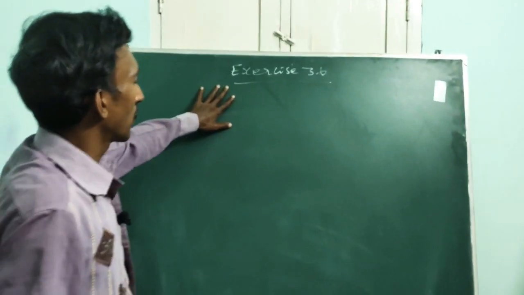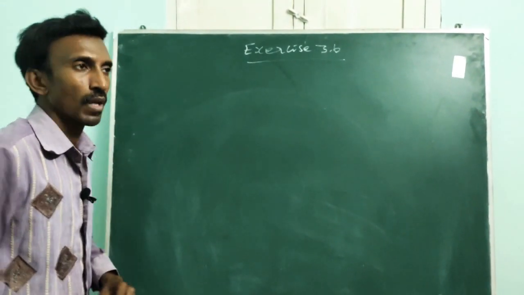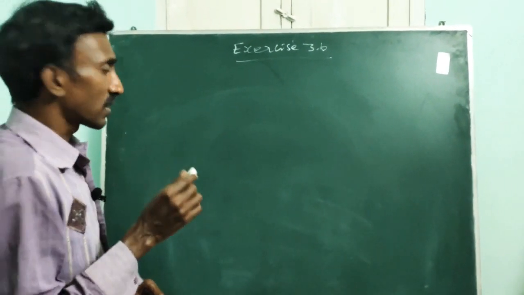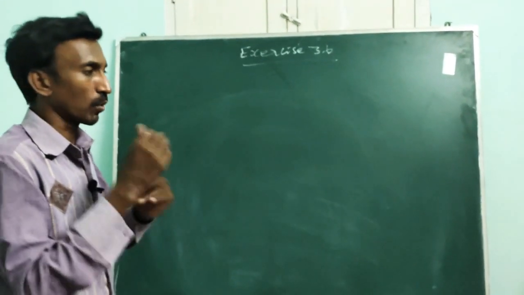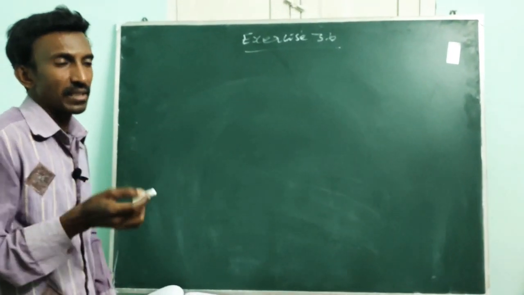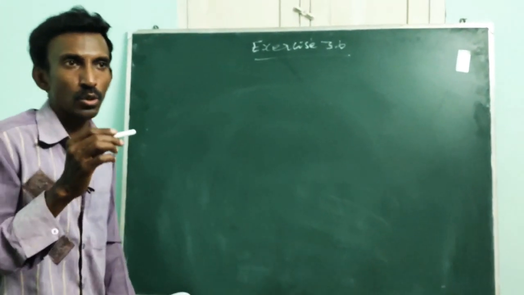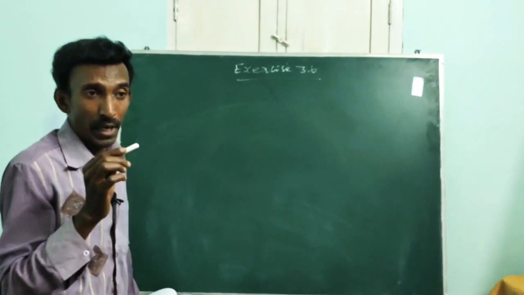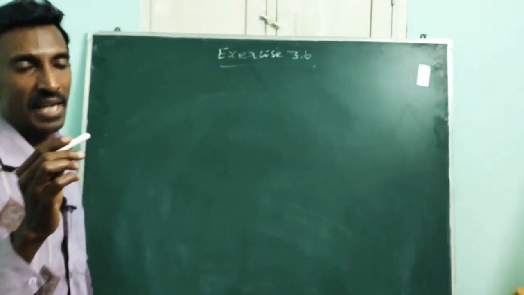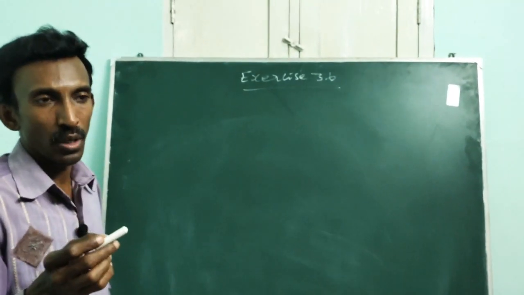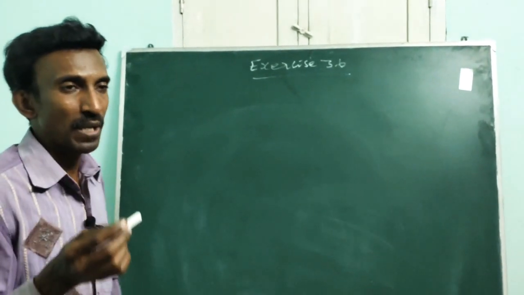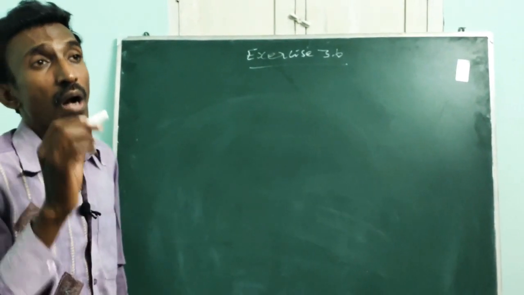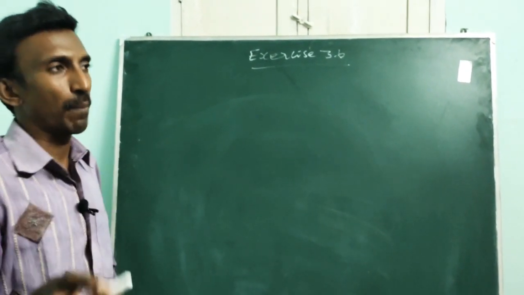Today we are going to solve the problems in exercise 3.6 and mainly we are going to apply the identities from product to sum and sum to product. Recall that sin A cos B equals 1 by 2 [sin(A plus B) plus sin(A minus B)]. Cos A sin B equals 1 by 2 [sin(A plus B) minus sin(A minus B)]. Cos A cos B equals 1 by 2 [cos(A plus B) plus cos(A minus B)]. Sin A sin B equals 1 by 2 [cos(A minus B) minus cos(A plus B)].